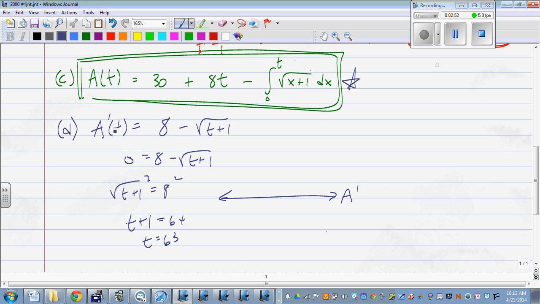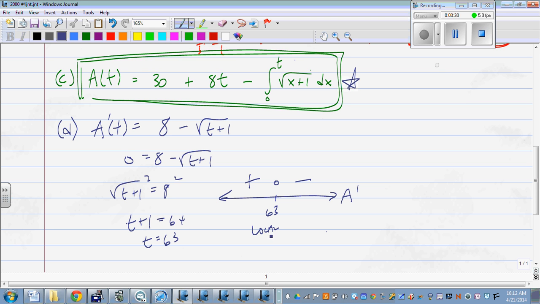I didn't mark that over here. This is the derivative of A of t. So we know when t equals 63, the derivative is 0. If we put something smaller in, like 0, if we put 0 in for t, we get 8 minus square root of 1. Well, that's going to be a positive value. So the derivatives are going to be positive. And then if we put, let's say, 64 in, 64 plus 1 is 65. Square root of 65 is going to be bigger than 8, right? So 8 minus something bigger than 8, that's going to give us a negative number.